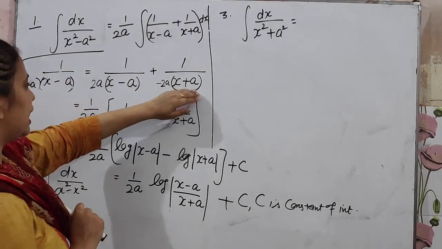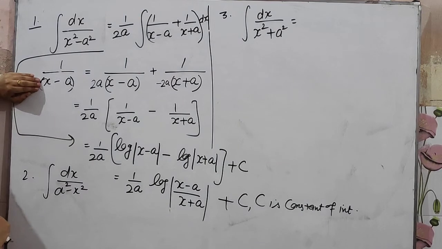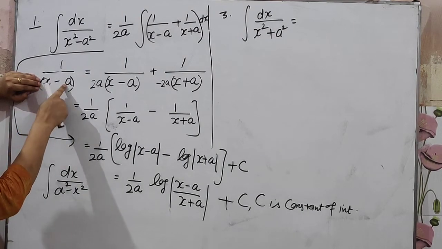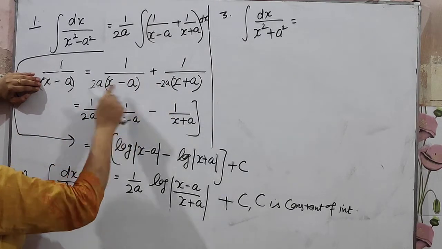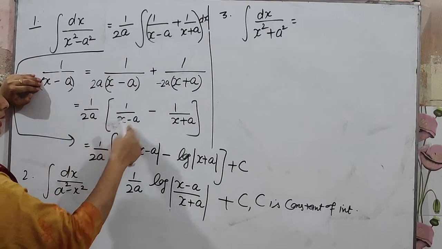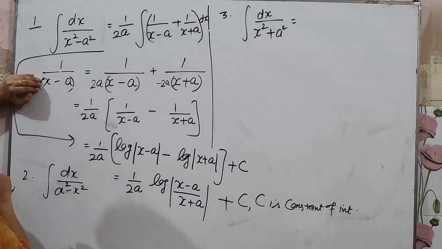And x plus a will be 0 when x equal to minus a. So leave this factor, x is replaced by minus a, minus a, minus a, minus 2a. Now you can see 2a is common, so I have taken 1 by 2a common. 1 by x minus a minus 1 by x plus a.